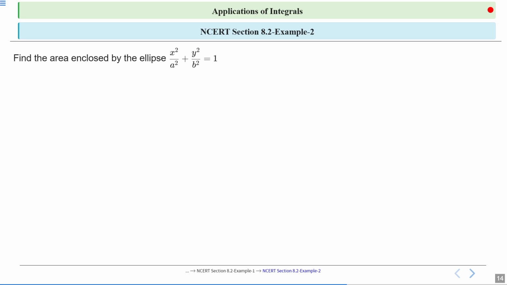Now you have to find the area enclosed by the ellipse x²/a² + y²/b² = 1.